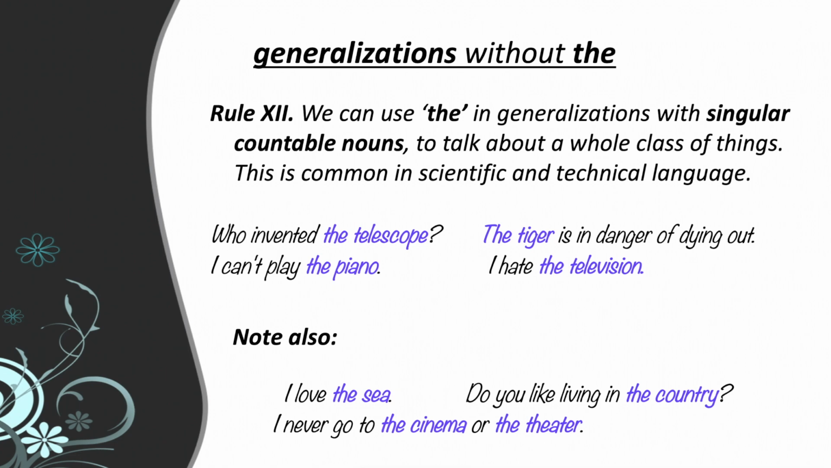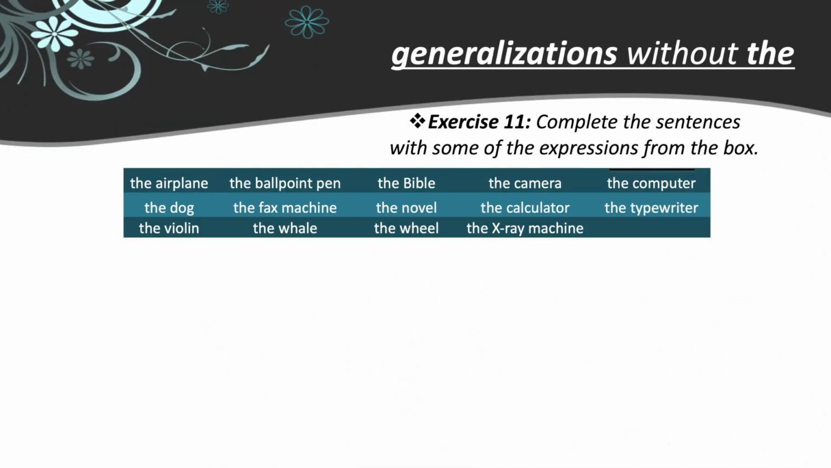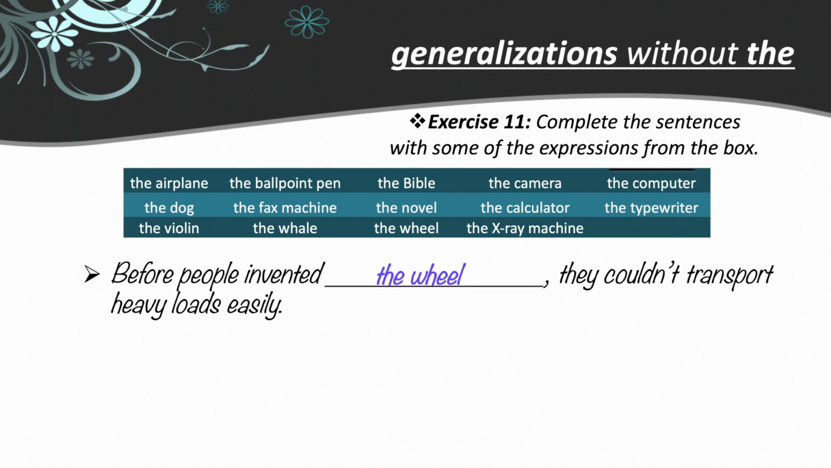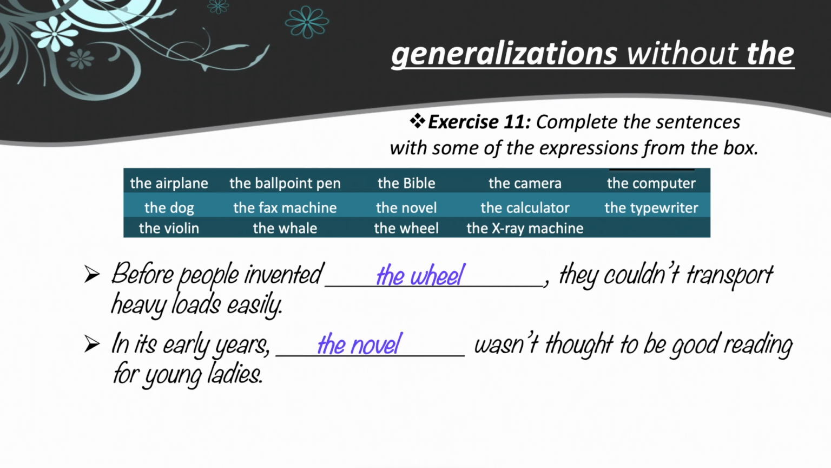Okay, I have another exercise for you. For exercise 11, complete the sentences with the expressions from the box. This one may vary. Let's see. Before people invented the wheel, they couldn't transport heavy loads easily. Did you get the same answer? Maybe there's another one that's better. That's the one I chose. In its early years, the novel wasn't thought to be good reading for young ladies. Did you know that? That's funny, I think, and sad.